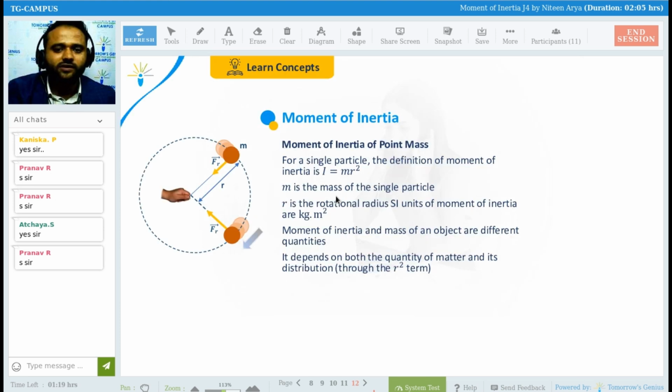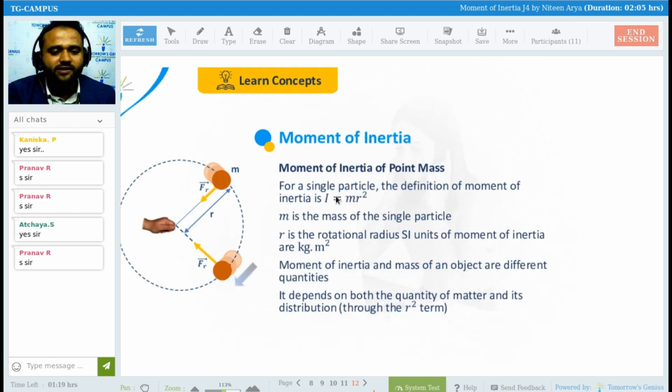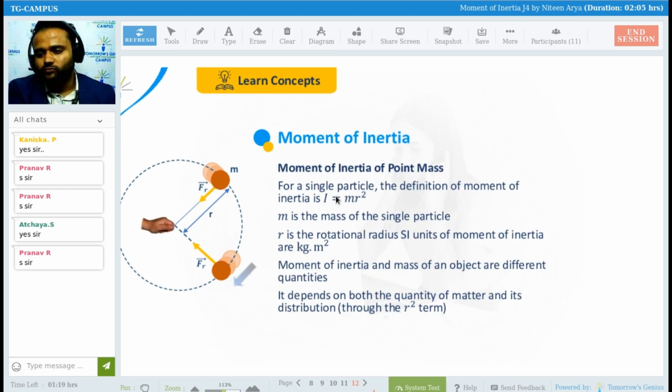So this is just moment of inertia. I already explained this in great detail. So let's talk about it. What is moment of inertia? For a single particle, the definition of moment of inertia is I equals m r squared, where m is the mass of the single particle and r is the rotational radius. The SI unit of moment of inertia is kilogram meter squared, because kilogram is the mass and r squared is meter squared.